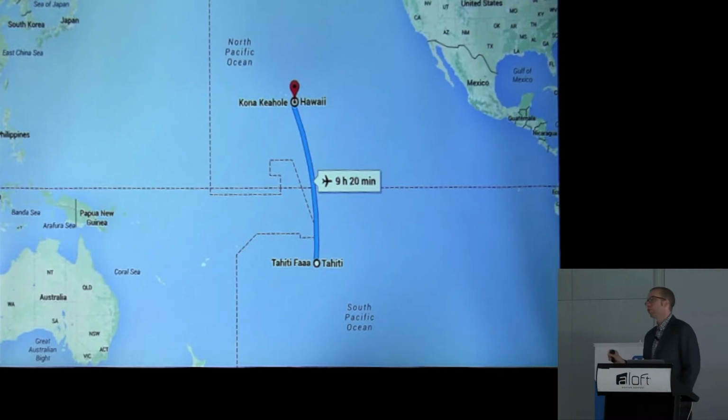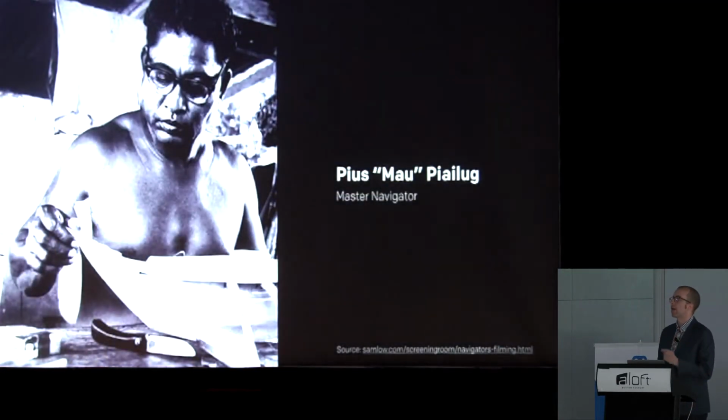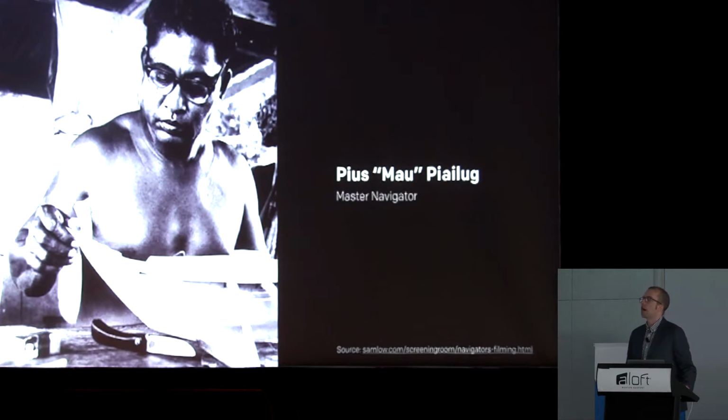What was remarkable about this journey wasn't the distance or the time it took them to cross it, but the fact that they crossed this distance without the aid of any contemporary navigational equipment. No computers, no sextants, no compasses, and no modern maps. And they were able to complete this completely analog, completely offline journey thanks to the efforts of one man in particular, a man named Pius Mau Piailug, who was a navigator from a small island in Satawal called Micronesia.